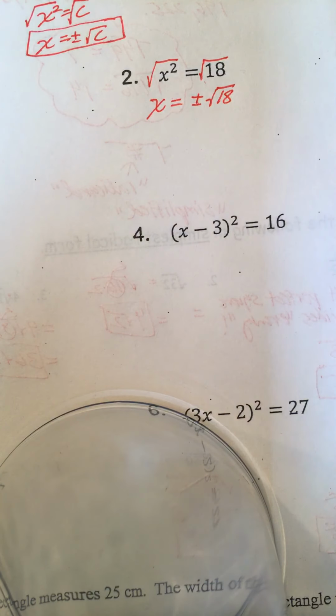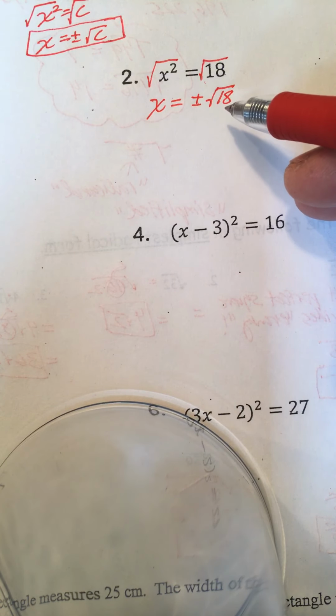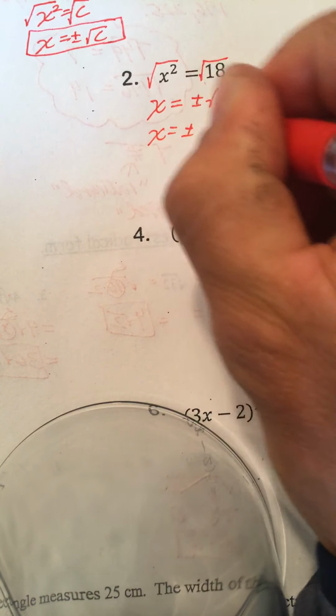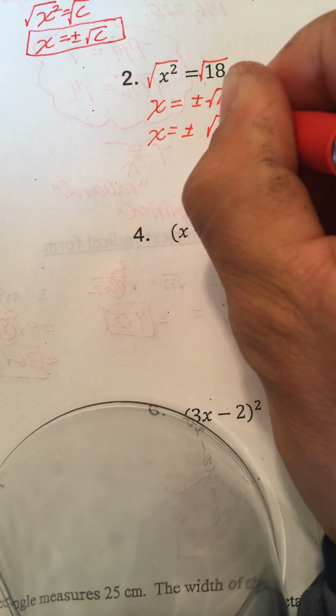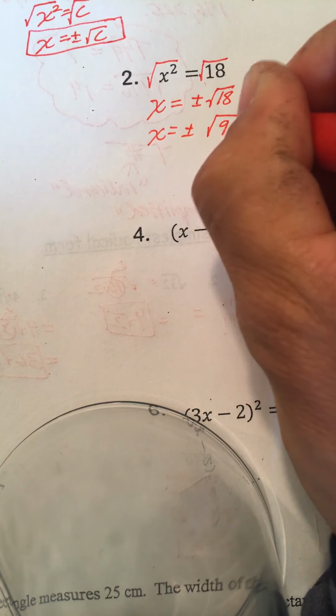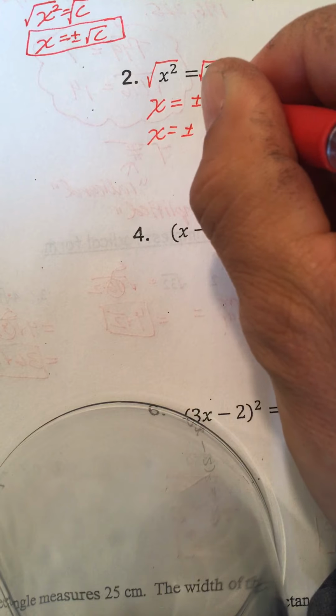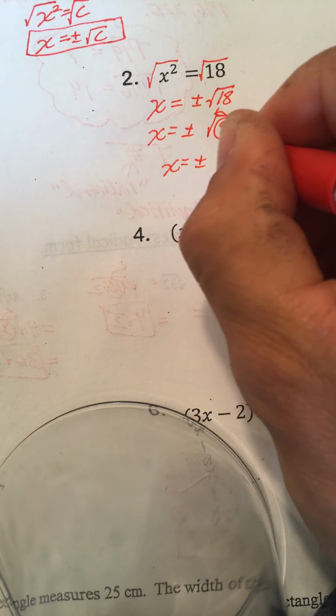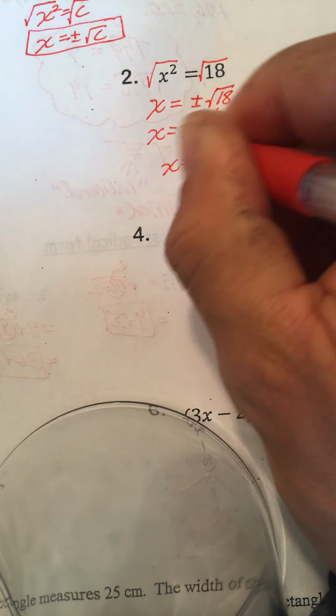Now this is the thing. Root 18 is not simplified. So we're going to use what we learned yesterday. I'm going to think of the largest perfect square that goes into 18, which is 9. I'm going to take out the square root of 9, which is 3. And my final answer is positive negative 3 root 2.